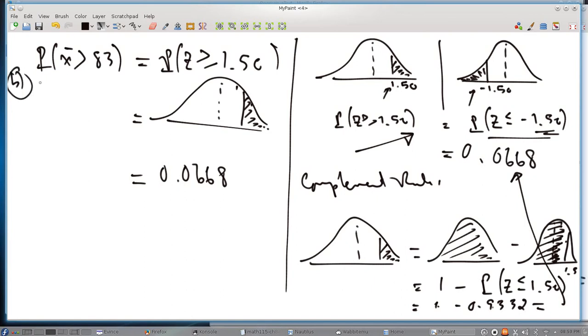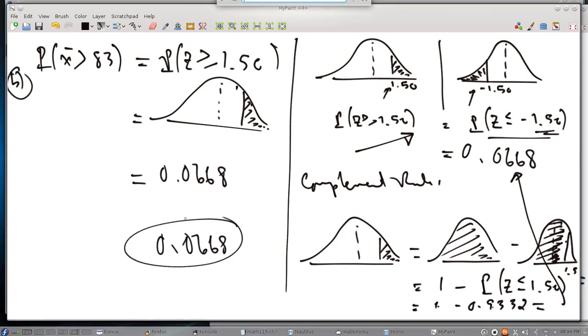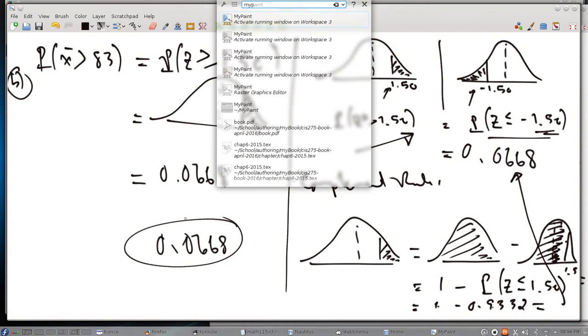Before I move on to the next and last part, I'm going to give us the video code, which is 0.0668. That is our video code. So let's start with the next part, which is part C.